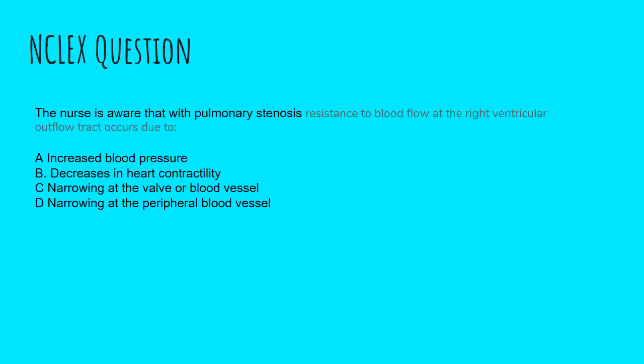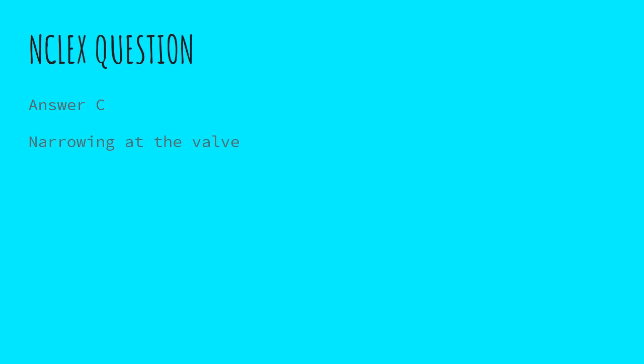We got an NCLEX question. The nurse is aware that with pulmonary stenosis, resistance to blood flow at the right ventricular outflow tract occurs due to A. Increased blood pressure, B. Decreases in heart contractility, C. Narrowing at the valve or blood vessel, D. Narrowing at the peripheral blood vessel. All right, the answer is C, narrowing at the valve.